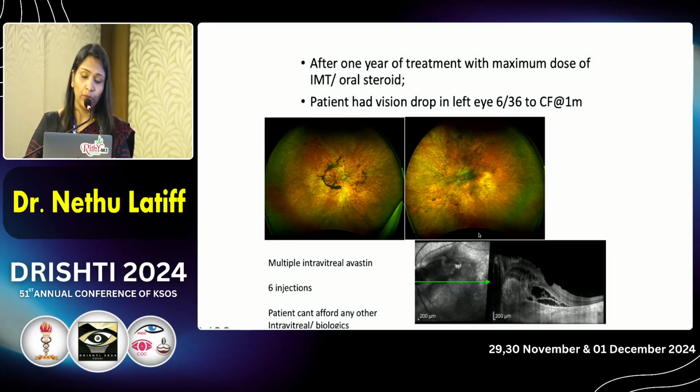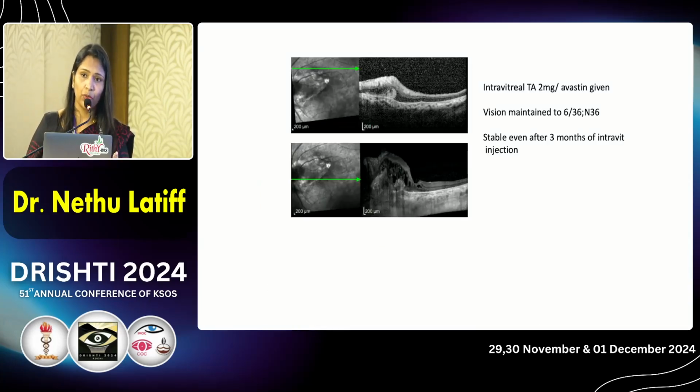So then we advised the patient to go for intravitreal injections. But the patient was poor and couldn't afford it, but still we convinced her and managed to get the injections done. But in repeated Avastin injections, 6 injections were given, and still the CNVM was not under control. And the patient cannot afford any other intravitreal biologics. So what to do for this patient?